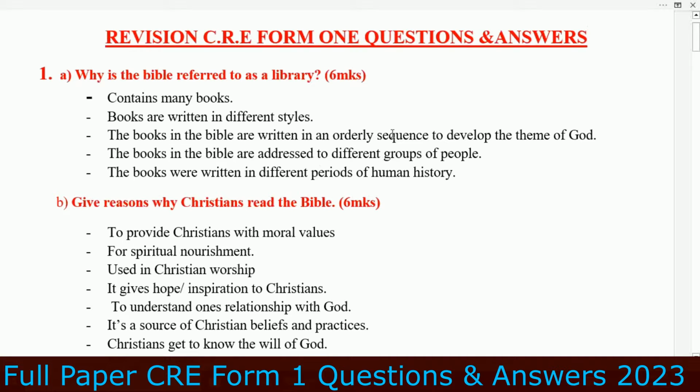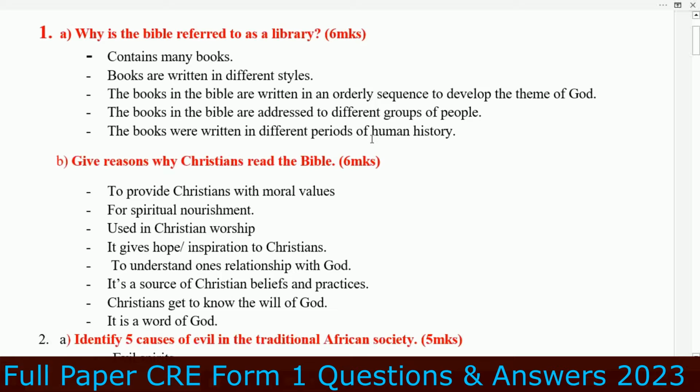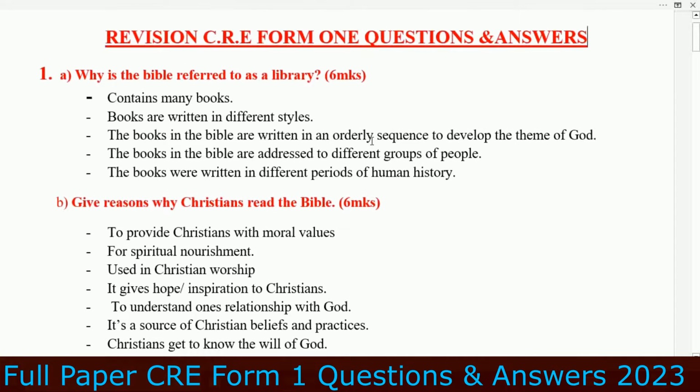The Bible contains many books. That is the first point. Books are written in different styles. Number 3, the books in the Bible are written in an orderly sequence to develop the theme of God. Next, the books in the Bible are addressed to different groups. Then the last point is that the books were written in different periods of human history.